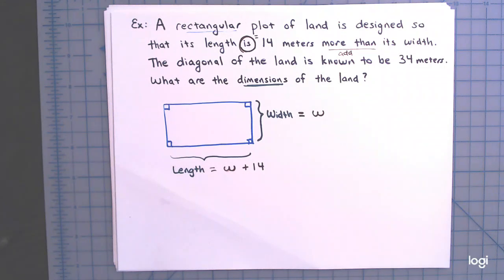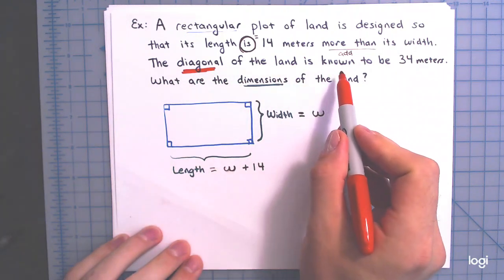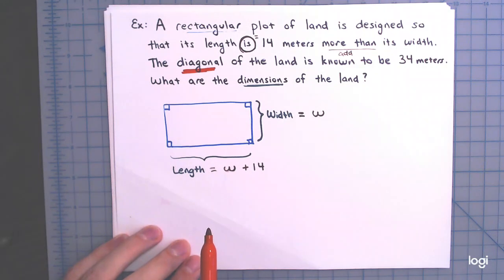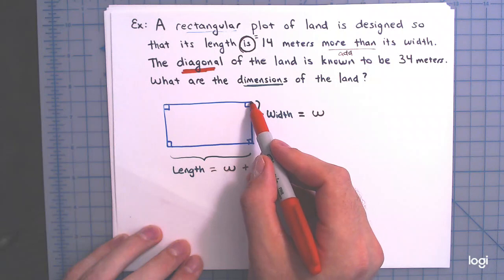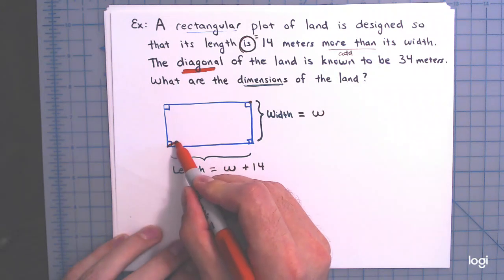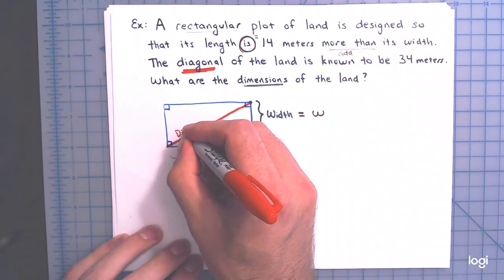Now that's using information from the first sentence, but we were also given another piece of information. We were told that the diagonal of the land is known to be 34 meters. Now what is a diagonal? Well, for a rectangle, a diagonal is just from one corner straight across to the other corner. It's going across the figure diagonally. So this is a diagonal.